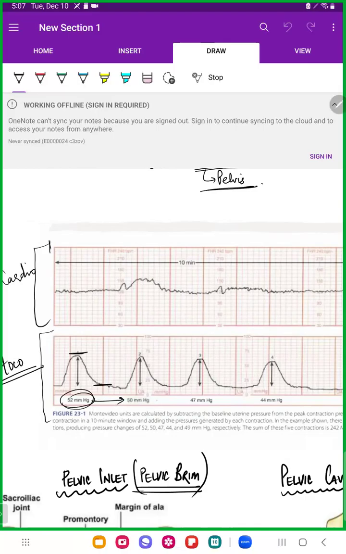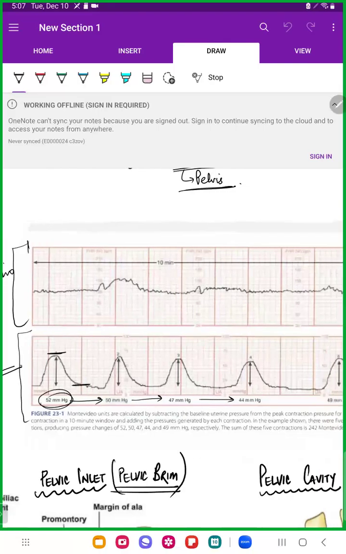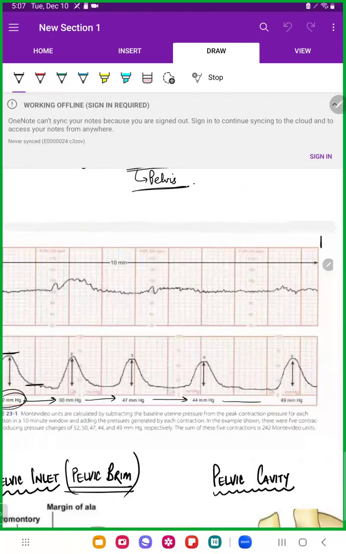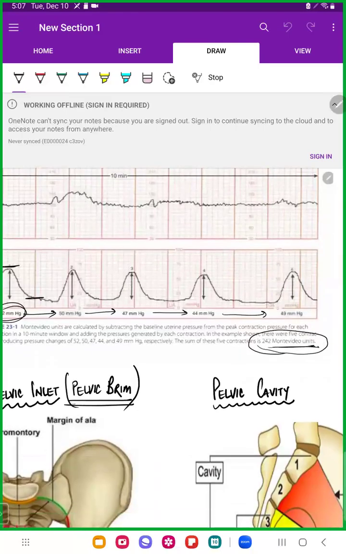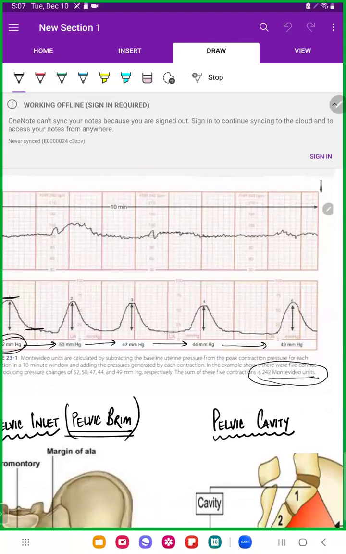Over the 10 minute period, the number of contractions occurring and their strengths are added together and we get the strength of contractions, which is in Montevideo units. So for calling contractions to be adequate, how much Montevideo unit pressure should be present? The cutoff is 200 Montevideo units.